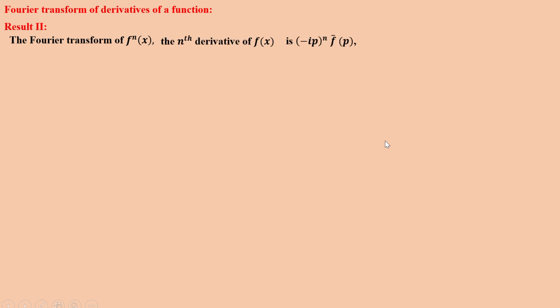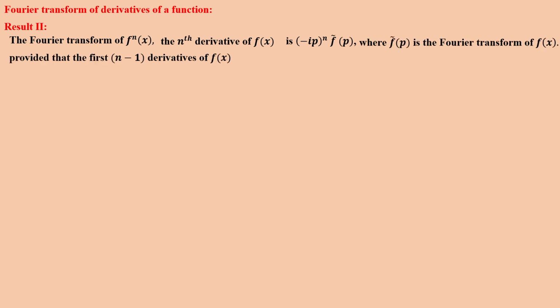Next, Fourier transform of derivative of a function. So result 2. Next result, the Fourier transform of nth derivative of f^(n)(x) is equal to (-ip)^n f bar of p, where f bar of p is the Fourier transform of f of x, provided the condition that the (n-1)th derivative of f of x is 0 as x tends to plus or minus infinity.